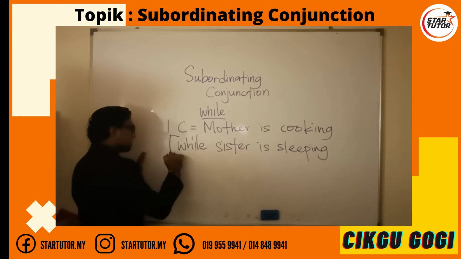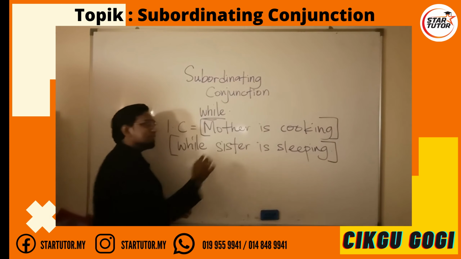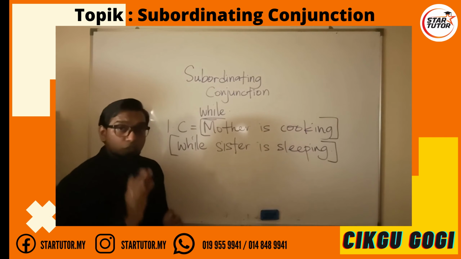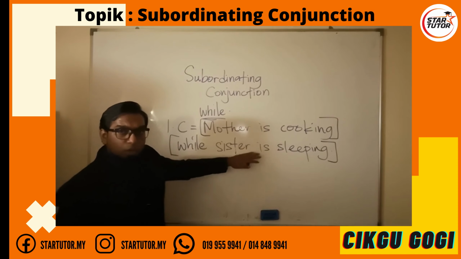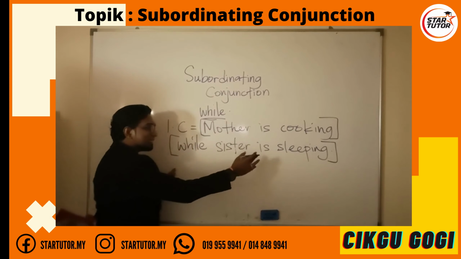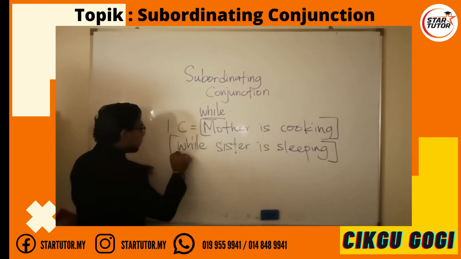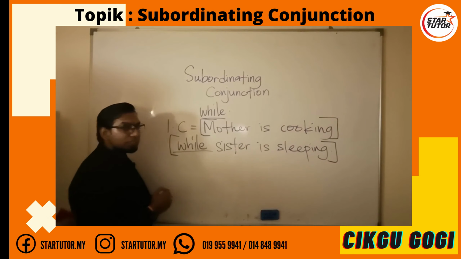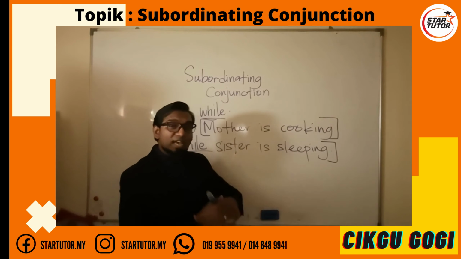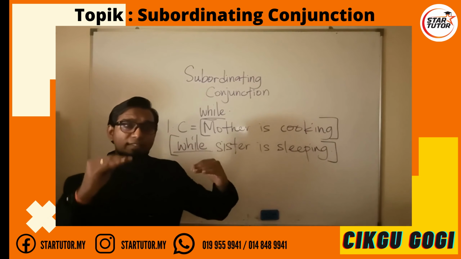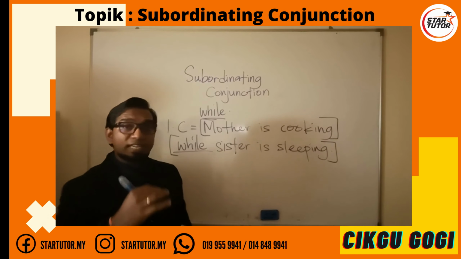The first sentence, "Mother is cooking," is an independent clause because it has a complete meaning. The second, "while sister is sleeping," is a dependent clause because the meaning is incomplete. In order to make them the same level, we use this conjunction to connect both sentences. So: Mother is cooking while sister is sleeping. See, that's how you connect sentences of a different level. You create a bridge for them to be connected. That's how a subordinating conjunction works.